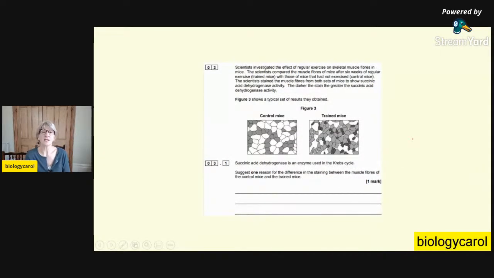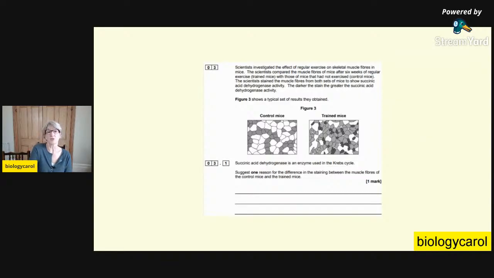Okay, question number 3. Scientists investigate the effect of regular exercise on skeletal muscle fibers in mice. Scientists compared the muscle fibers of mice after 6 weeks of regular exercise, trained mice, with those of mice who had not exercised, control mice. The scientists stained the muscle fibers from both sets of mice to show succinic acid dehydrogenase activity, at which point your brain's kind of going, whoa, never heard of this. The darker the stain, the greater the succinic acid dehydrogenase activity.